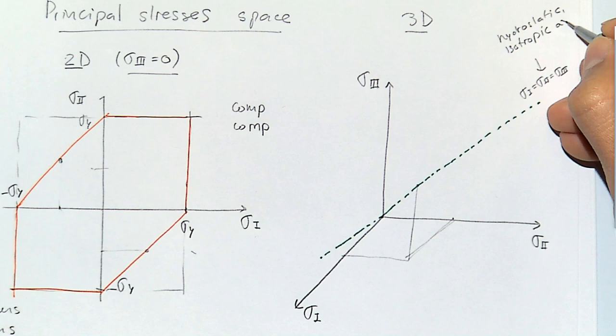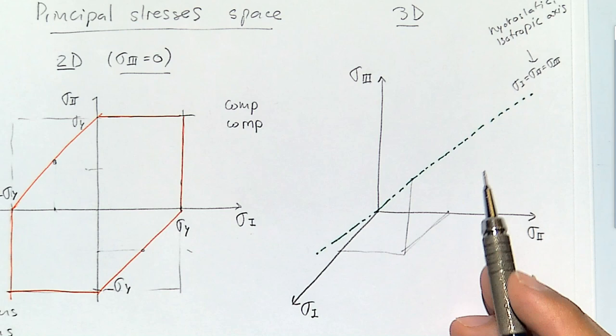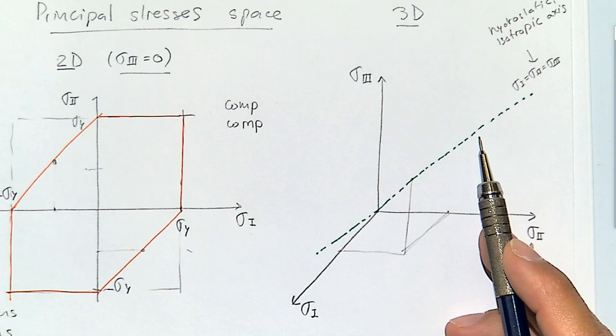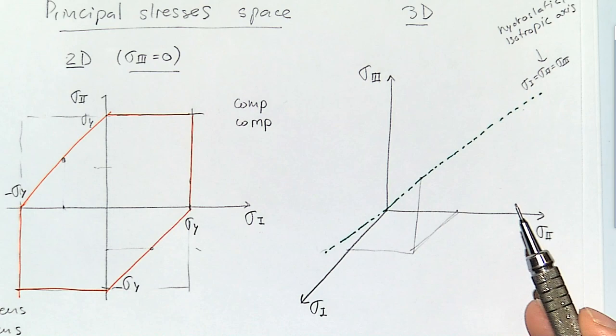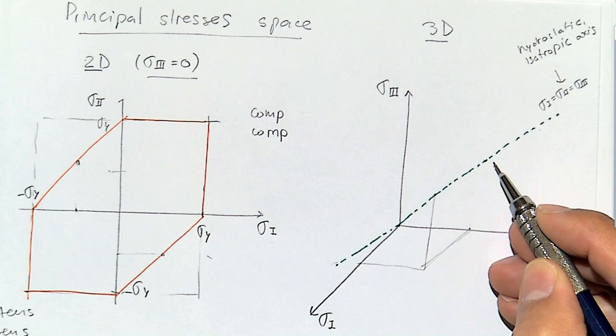But the meaning is that all stresses are the same. All right, so let me ask you, if all the stresses are the same, would that be at yield according to the Tresca criterion? Here or there? So if I have a point somewhere, let's say over here, could that be at yield, a point on the isotropic axis?